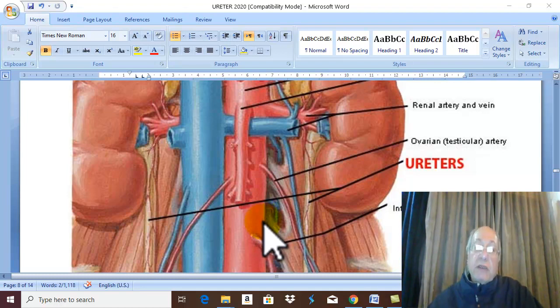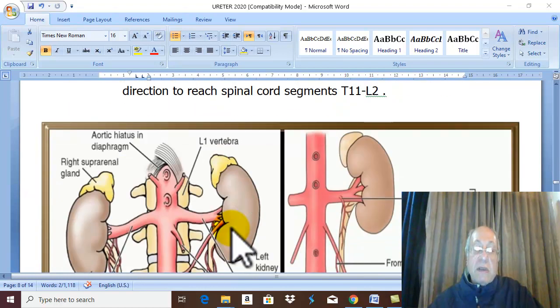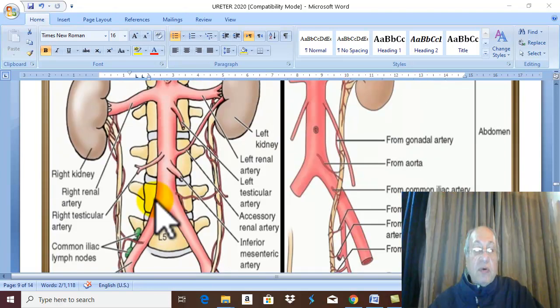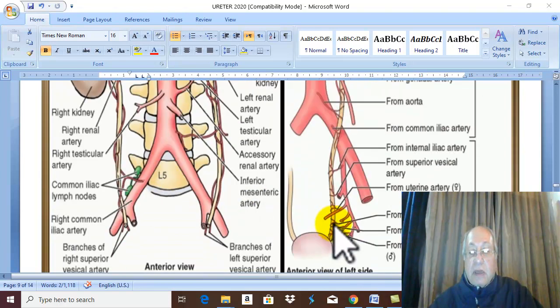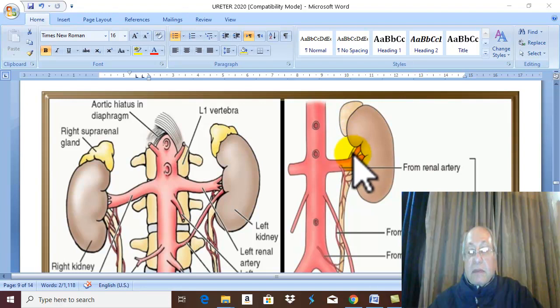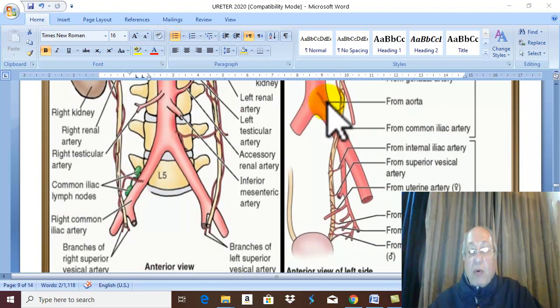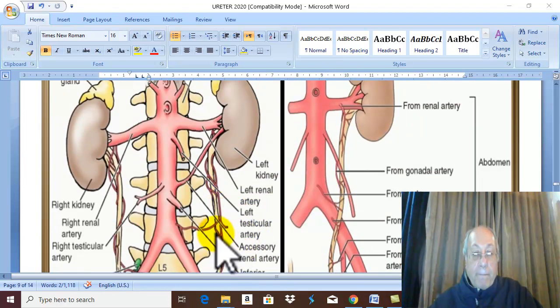Before we take the nerve supply of the ureter, this picture is very good for the arterial supply of the ureter. From renal, from gonadal, from aorta, from common iliac, from internal iliac, from superior and inferior vesical, or vaginal and uterine arteries in female. They form a longitudinal anastomosis.